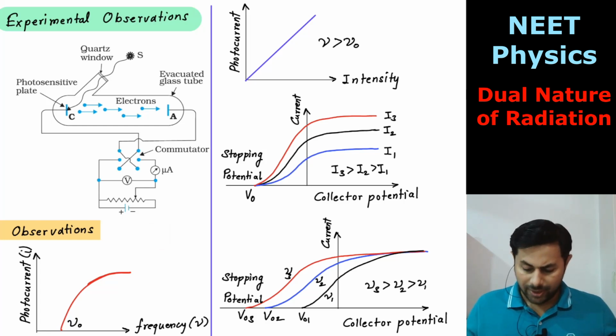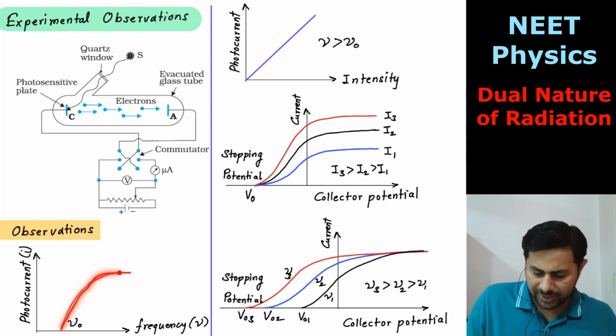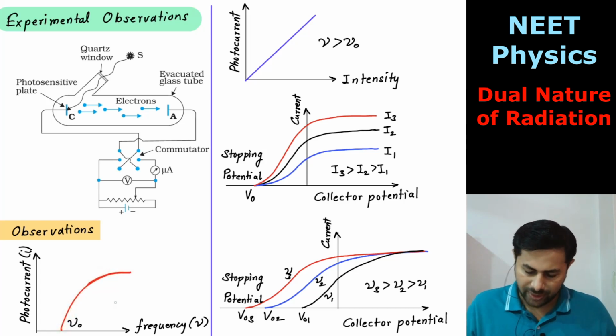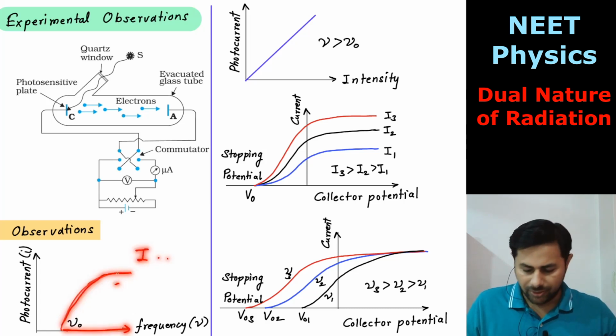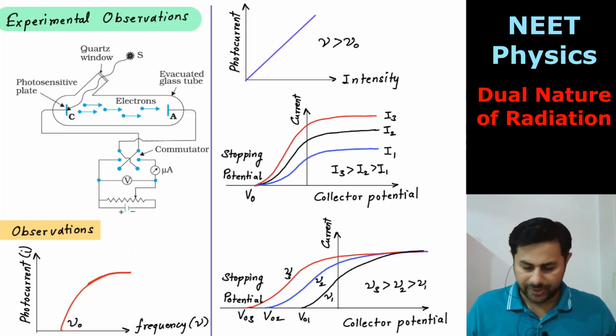Okay, then after this frequency, what happens? The photocurrent gets quickly saturated. Here intensity is kept constant. So as you increase the frequency, there is no change in photocurrent. The photocurrent quickly saturates.